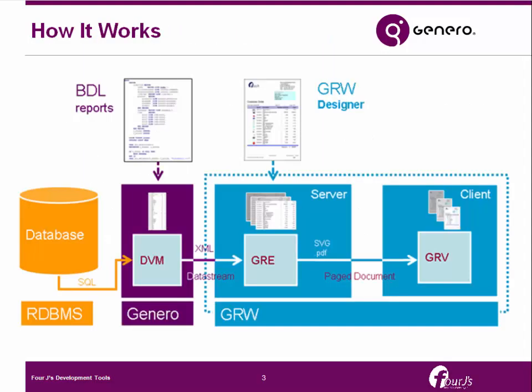To create a report using the Genero Report Writer, you will use a Genero BDL report or BDL application. This defines the data that is needed from the database. The Genero DVM is executing this BDL code to retrieve this data from the database using SQL statements, and then the DVM streams that data to the Genero Report engine.